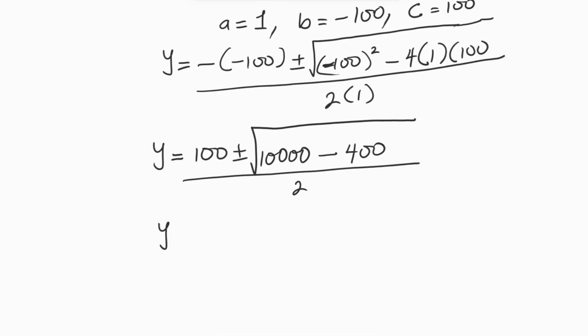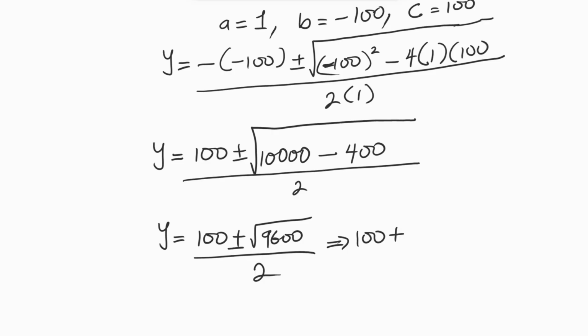Now, y is equal to 100 plus or minus the square root of 10,000 minus 400. We have 9,600. Okay, square root of 9,600 divided by 2. We know that 9,600, because we're trying to find the square roots, let's try to break it down in as simple forms as we can. Try to break it down into simple forms.